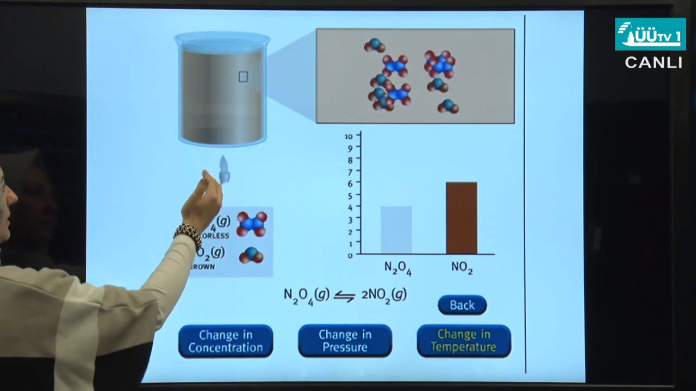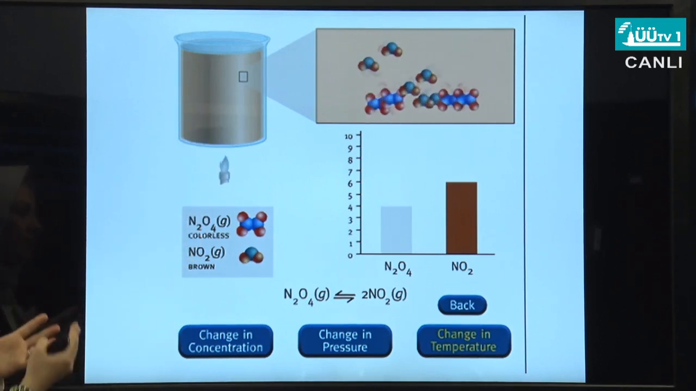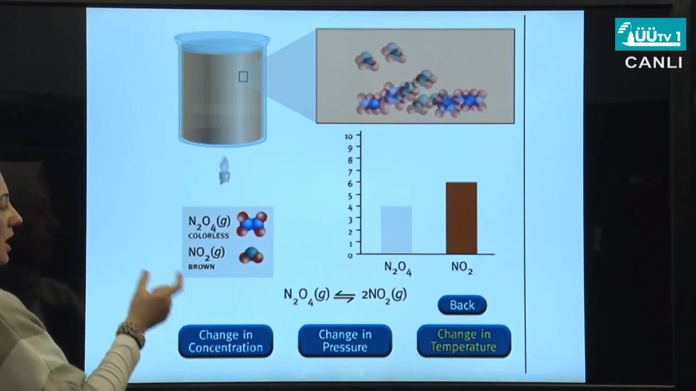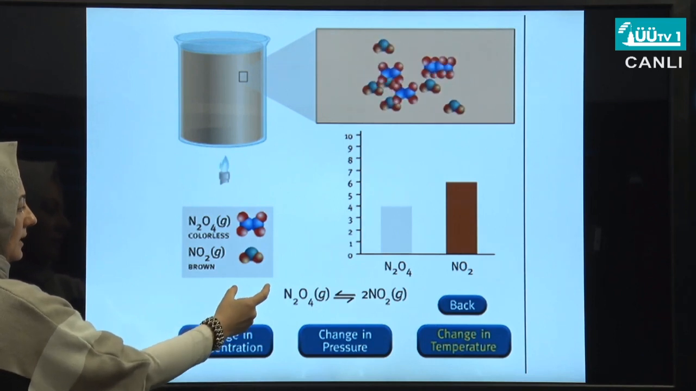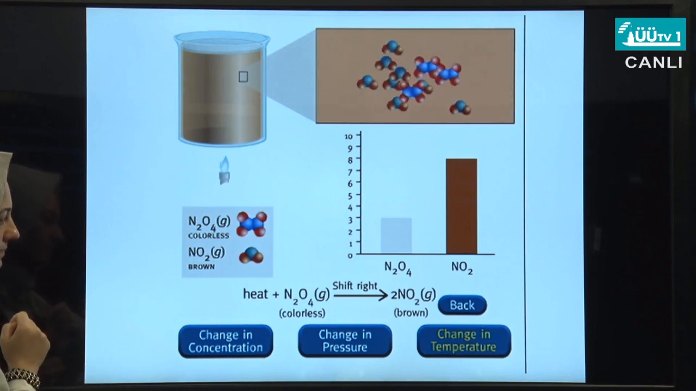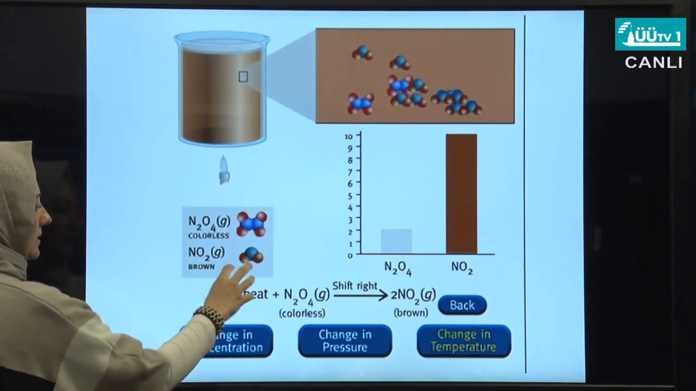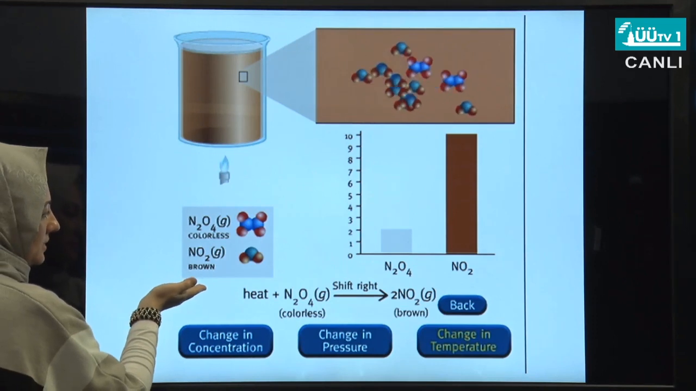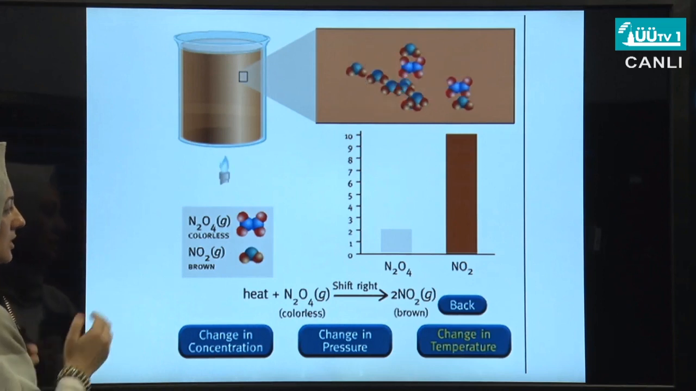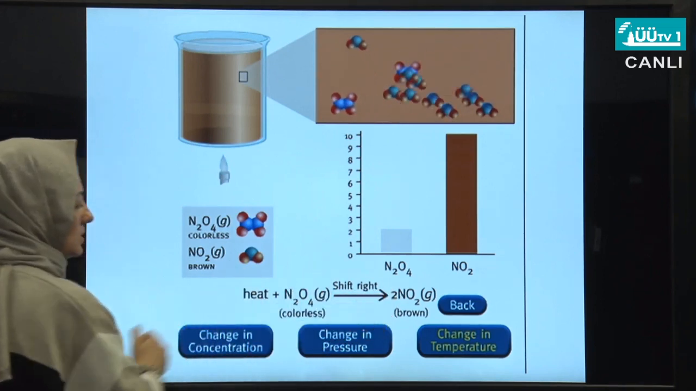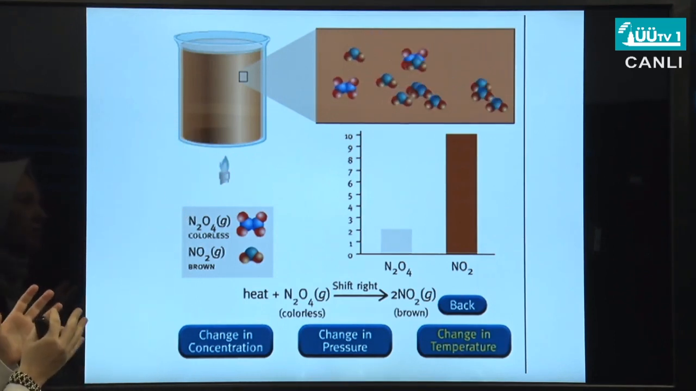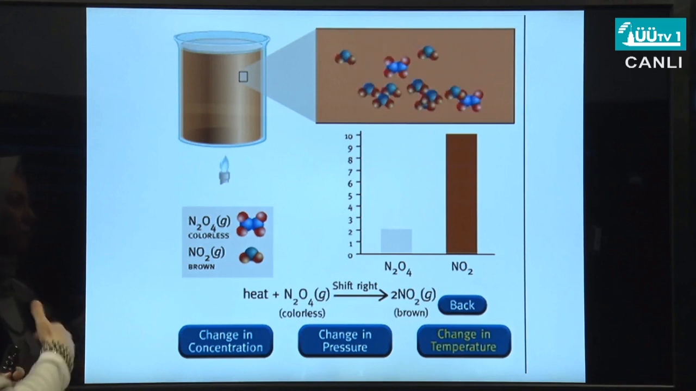So you see, I'm heating my system, I'm giving heat, increasing the temperature. Since this is an endothermic reaction, I can put heat like a reactant on the left hand side, like this. And if I am putting in heat, the system will react in such a way that it will try to consume this heat. That's why it will shift to the right. So as more nitrogen dioxide, which is brown, is formed, you are going to observe that the intensity of the color will darken. So more brown.